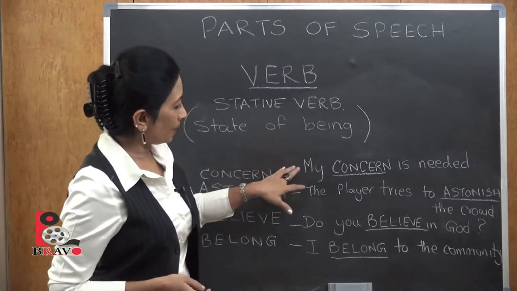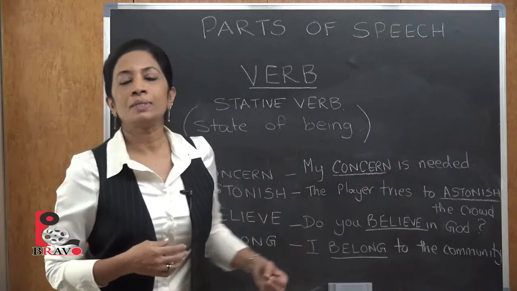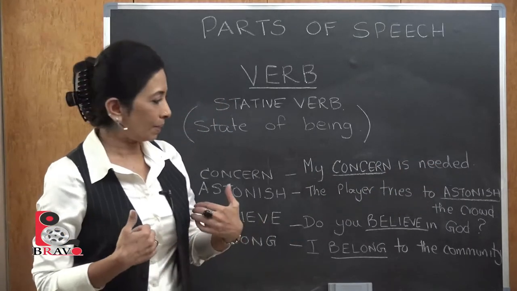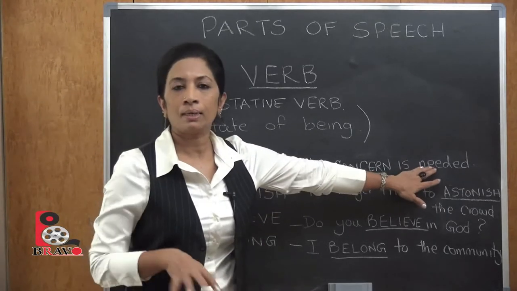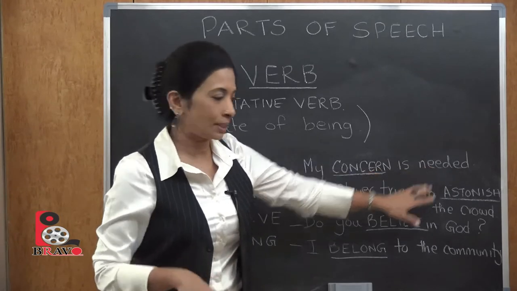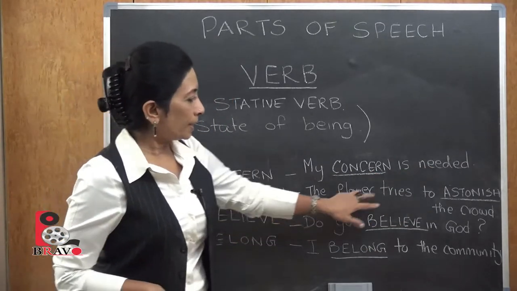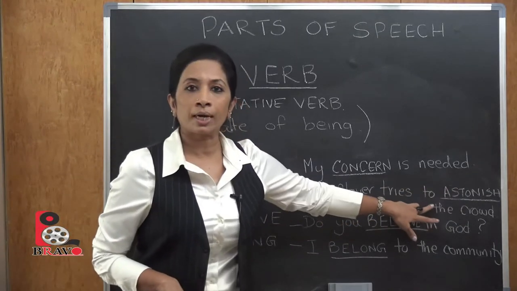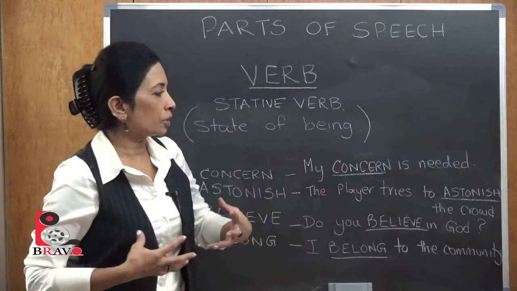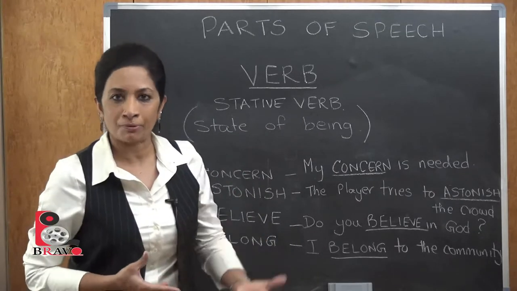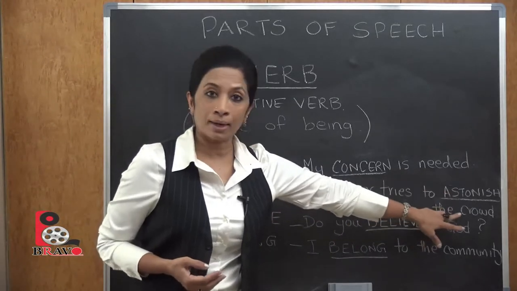So the first example is, my concern is needed. You can even say it's like my permission, my interest of being there. So my concern is needed in the crowd or in the performance or whatever it is. Second one is astonish. The player tries to astonish the crowd. It's the highest way of explaining that you are so much involved in the player's performance. Okay, so the player tries to astonish the crowd.